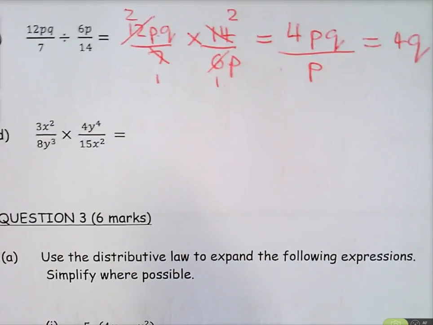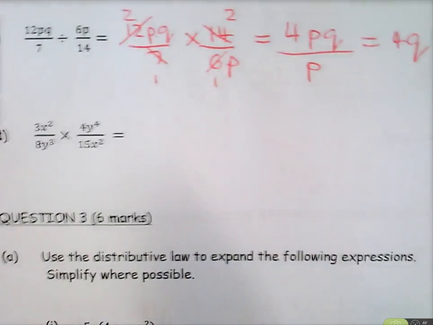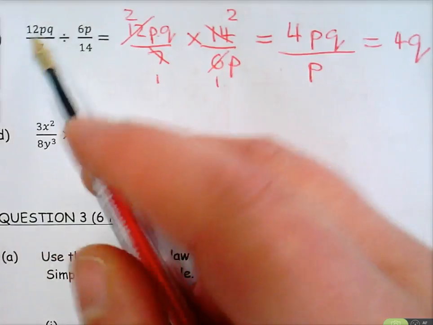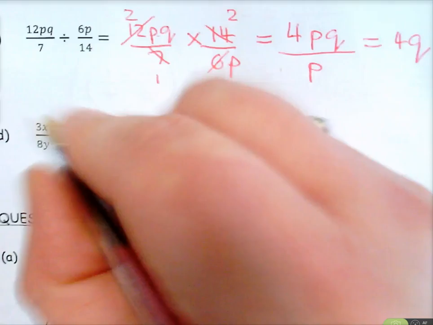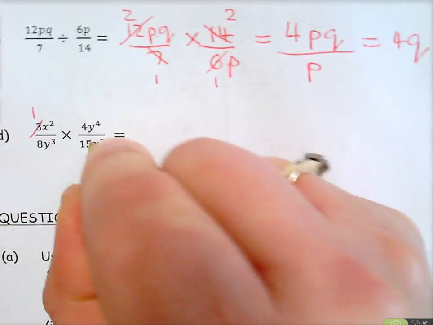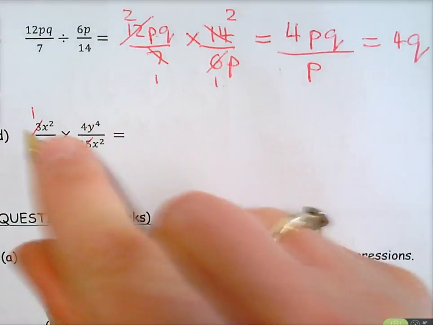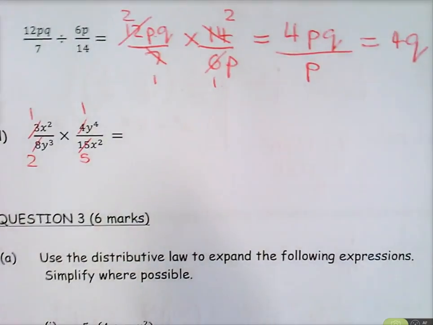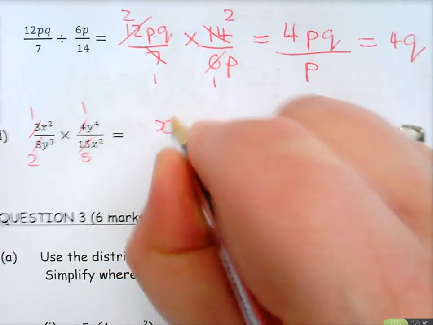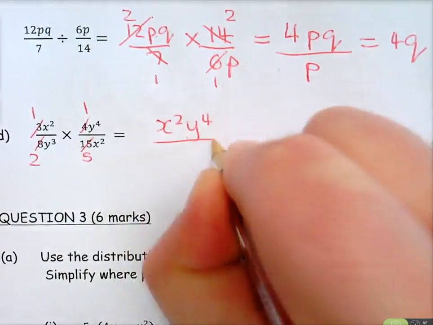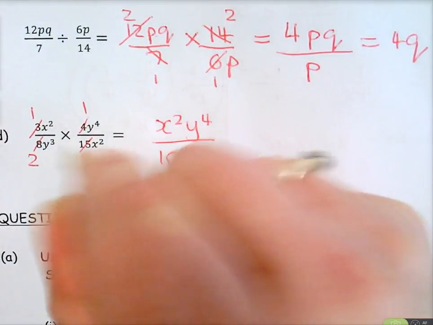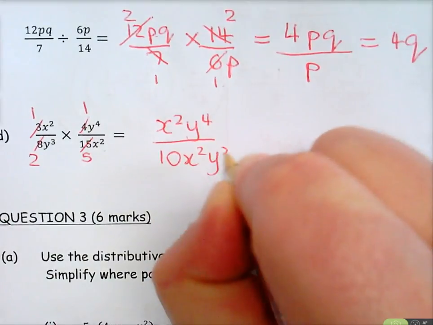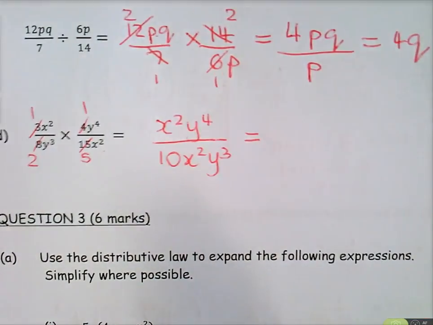Okay, the next question, we don't need to change the multiplication symbol. All we do is we just do our cancelling as we did in the question before. So the 3 and 15, we've got 1 and 5 there because 3 goes into both those. The 4 and 8, we've got 1 and 2. You may not want to do too much on the one line. Let's just write down what we've got now. We've got x squared y to the power of 4 over 10 x squared y to the power of 3 so far.